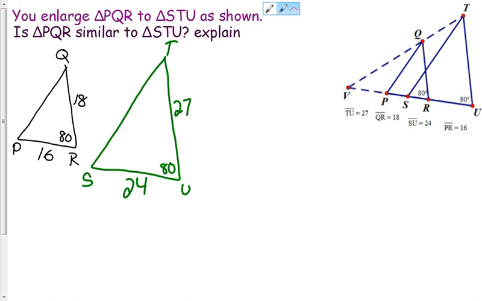So, to start, we have a pair of angles. And we look, it's between our two pairs of sides, so that's the included angle. So yes, that one works. Now the question is, are these proportional? So we will go, is 16 over 24 equal to 18 over 27?